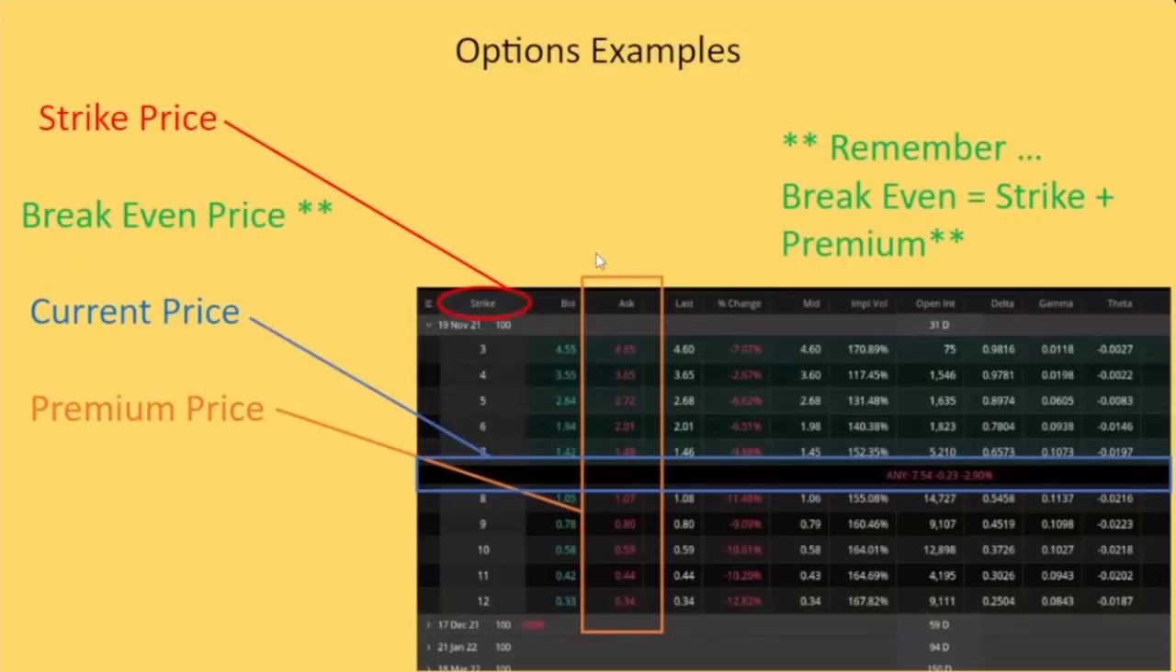All right. The break even, again, in this situation is not shown on our screen. But in order for us to find out what that break even is, we're going to add the strike price plus the ask. So we're going to add the strike price and the premium price. For instance, the $11 strike price down here on the bottom left-hand side is selling for 44 cents. So we know that our break-even price is going to be $11.44.